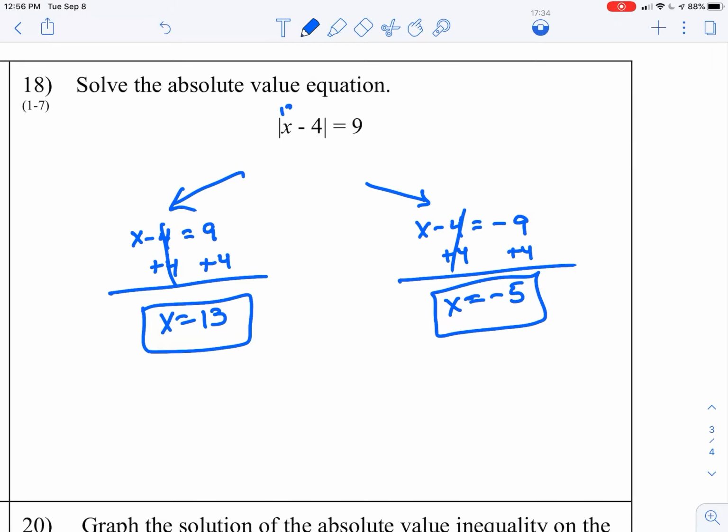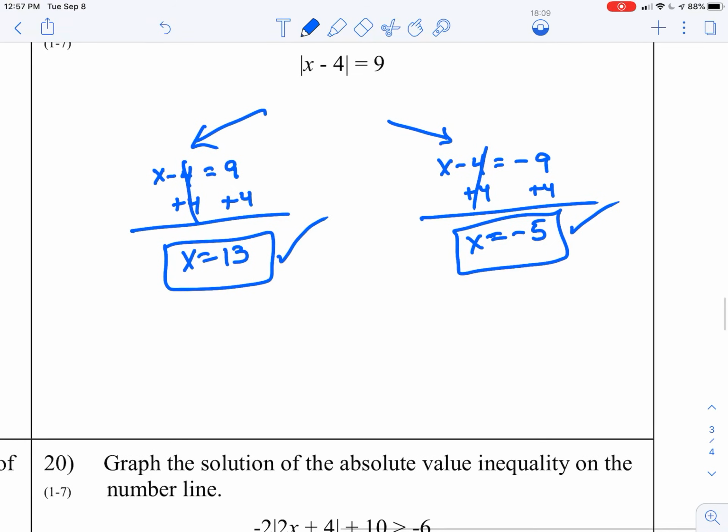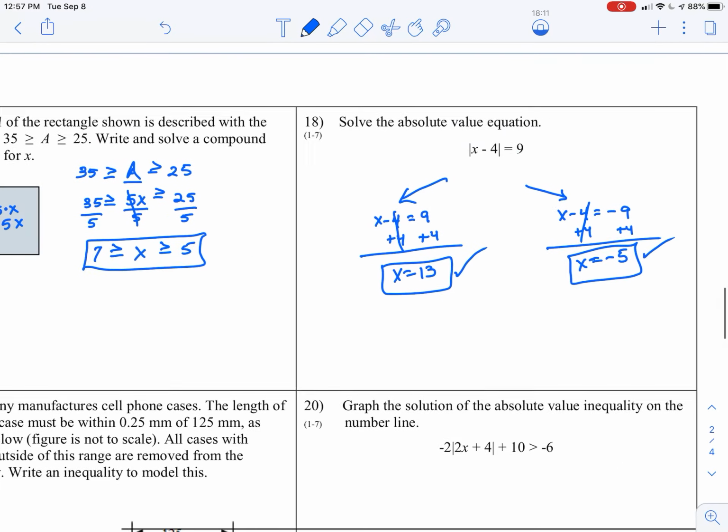If I put 13 in here, 13 minus 4, that's what I said the first X was, 13 minus 4 is 9. Well, we said it could be a positive 9. Now let's try the other solution we got, which is negative 5. Negative 5 minus 4 is a negative 9, and the absolute value of negative 9 is also equal to 9. So we have figured out two solutions that will satisfy this absolute value equation, and both work. So please always make sure you're listing both of those, X equals 13 and X equals negative 5.